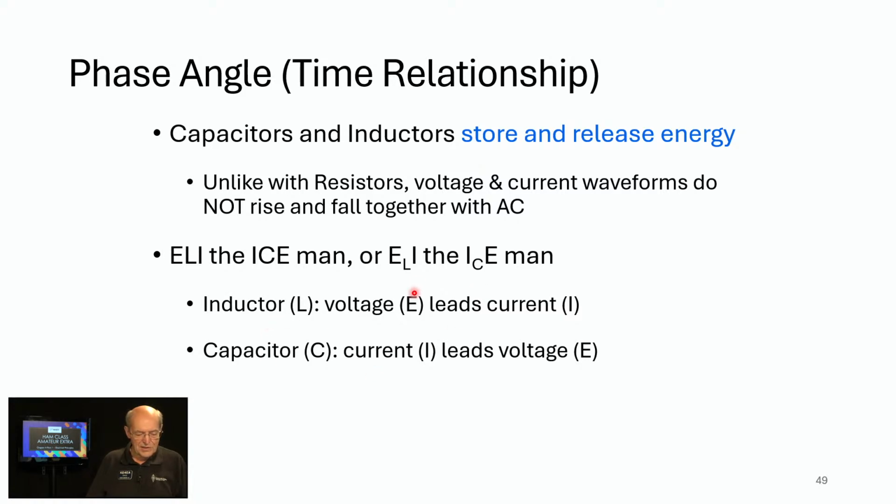So in the case of an inductor, L, E stands for voltage, I stands for current. So we can say that for an inductor, voltage leads the current because it appears first in the word. In ICE, current leads the voltage.